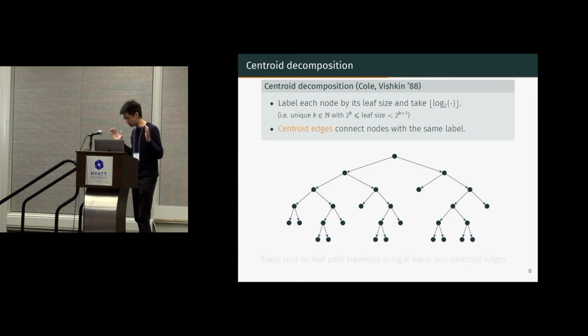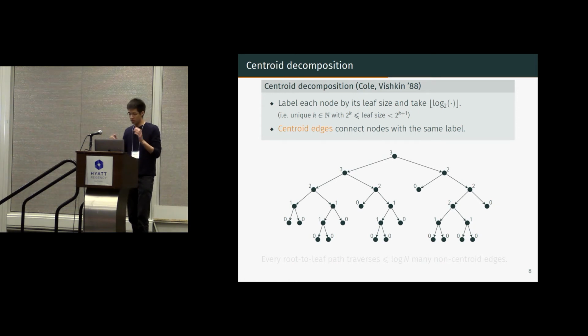Maybe let's not first talk about DAGs, but about trees. There are many decompositions known in the literature which decompose a tree into paths. Maybe most famous is the heavy path decomposition. But we just chose this one, the centroid decomposition by Cole and Vishkin. They only differ in small details. So what we do is we view, let's say, this binary tree, and we label each node by the logarithm of the leaf size, rounded down. The leaf size is simply the number of leaves in the subtree rooted at that node. In other words, this is the unique number k such that the leaf size is between 2^k and 2^(k+1) minus 1.